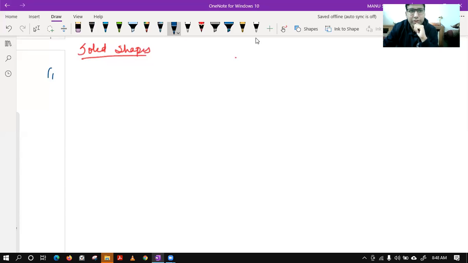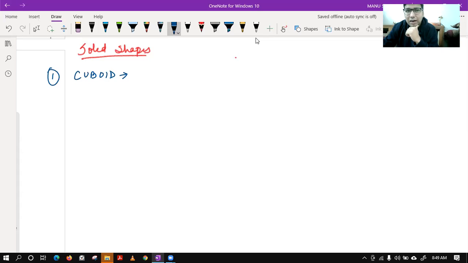Let's see. The first figure in this is a general figure, that is cuboid. Cuboid is a general figure and cube is a special case. Class, cuboid is a general figure and cube is a special part of it. So let's see what is a cuboid.